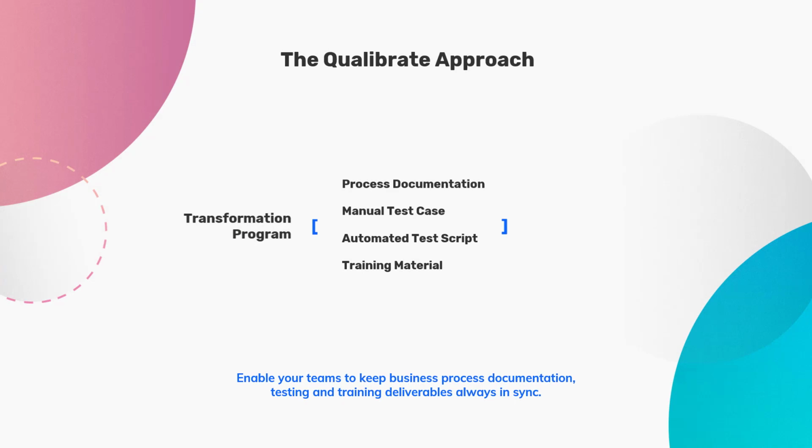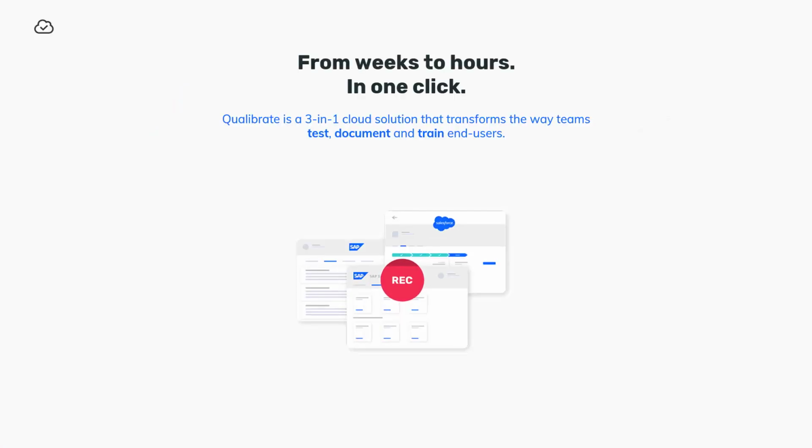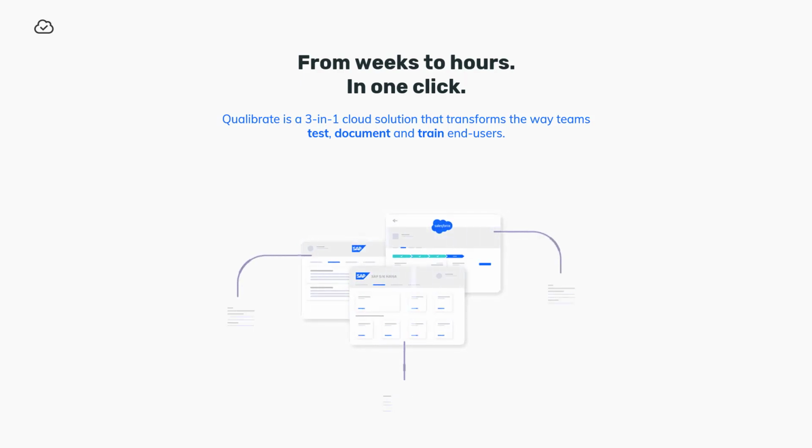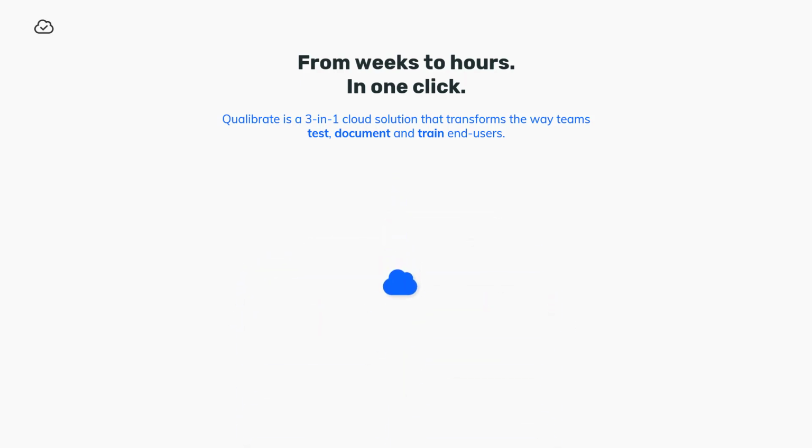With Qualibrate, what we do is we give the user the ability to record one time and output process documentation, a manual test case, an automated test script, and training material. And this means that if your application changes, you just have to update that one recording, and your process documentation, your manual test case, your automated test script, and your training material are updated automatically. And that works by, we have a recorder which targets your application, either SAP or Salesforce. It outputs a manual test, documentation, an automated test, and training, and it uploads to our Qualibrate repository.